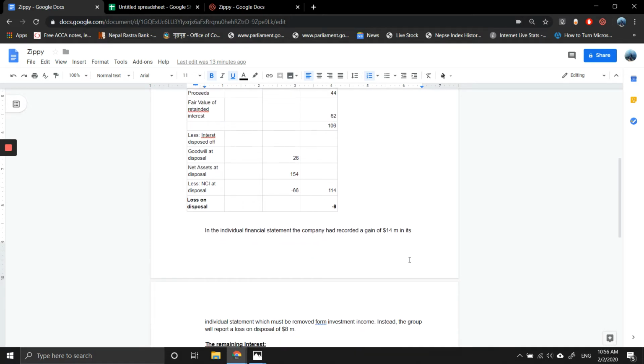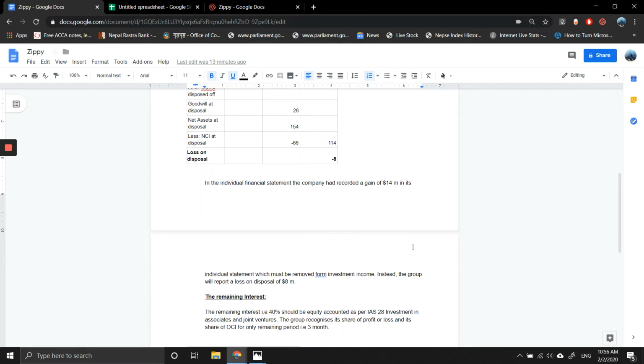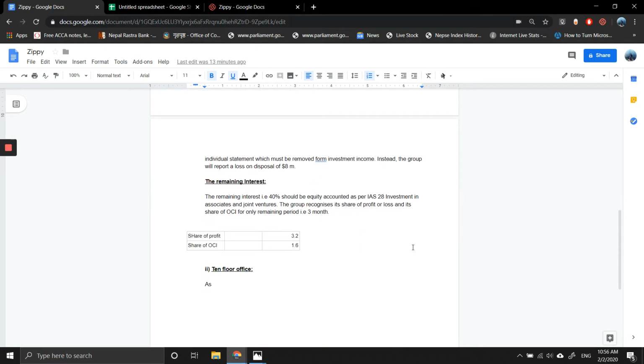And then in this particular question, what they had done is that they had recorded a gain of 14 million in the individual financial statements, which should be removed from investment income, okay? Instead, the group will report a loss on disposal of 8 million, okay, for the remaining interest. So now it is 40%.